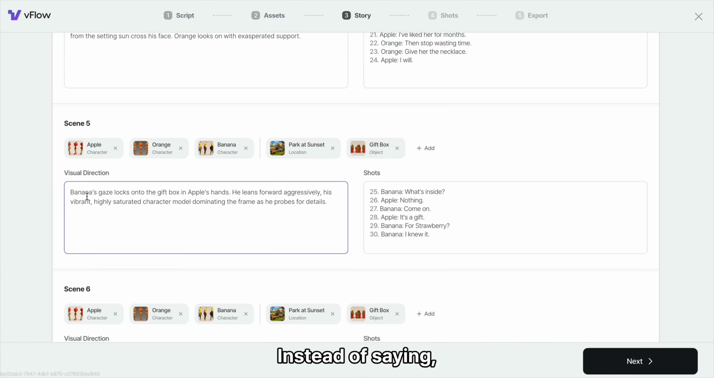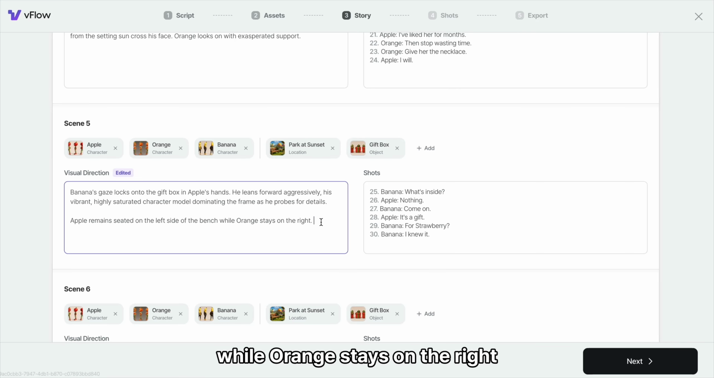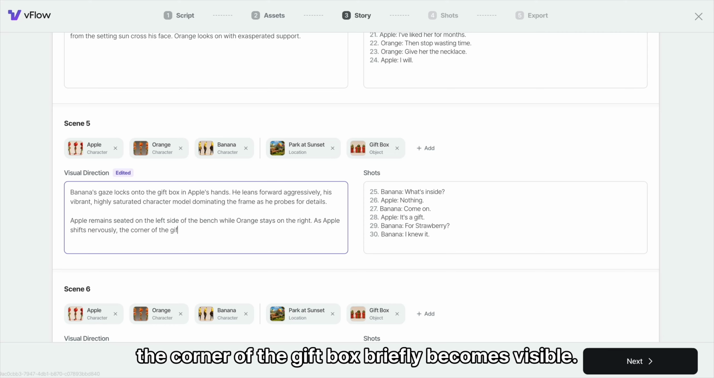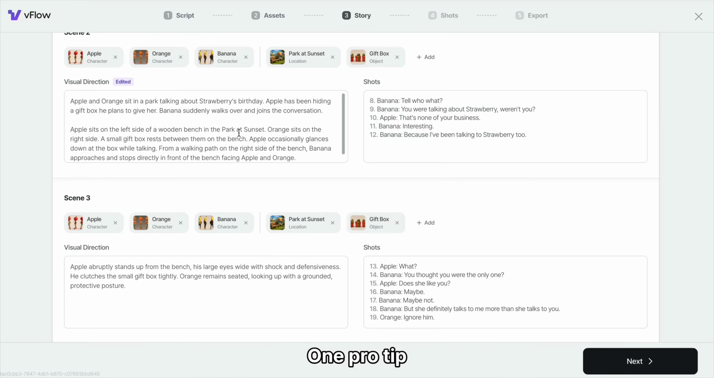Instead of saying, Banana notices the gift box, try writing: Apple remains seated on the left side of the bench while Orange stays on the right. As Apple shifts nervously, the corner of the gift box briefly becomes visible. Banana notices it immediately from where he is standing. One pro tip is to use specific directional language whenever possible.